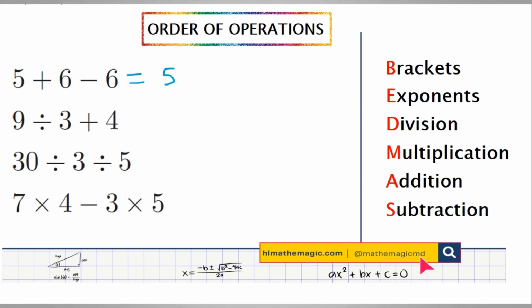Question 2, 9 divided by 3 plus 4. It's your turn. And if you realized here that you needed to do 9 divided by 3 first, you're absolutely right. So 9 divided by 3 is 3, and then 3 plus 4 is going to give you 7. On to question 3.